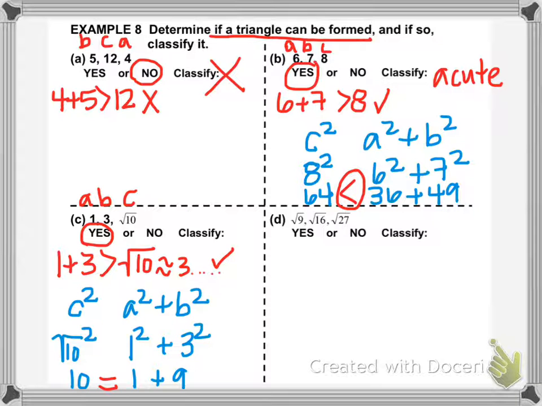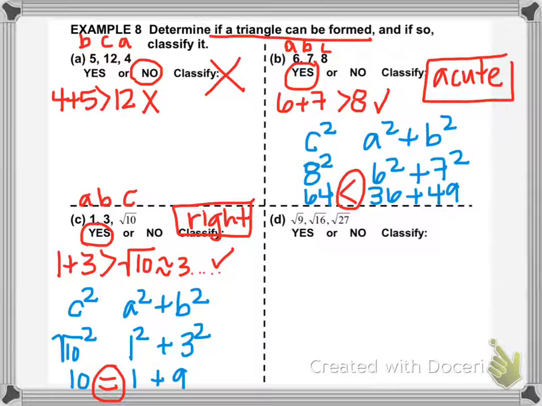10 equals 1 plus 9, which means we have a right triangle. Remember, an equal sign indicates a right triangle. So we had acute when it was less than, right when it was equal. Let's do our last example.